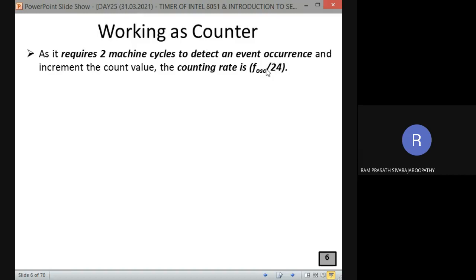Now, in the design of the system, if I am going to count a moving object, the time taken for the object to cross your sensor must be greater than 24 by FOC. Here FOC by 24 is the frequency. You need time, so you have to take the reciprocal of it. That means 24 by FOC.